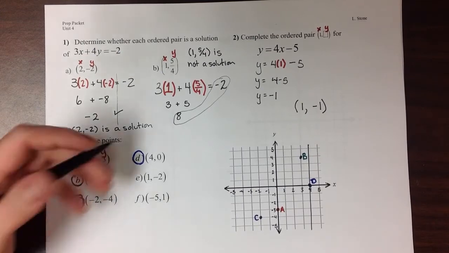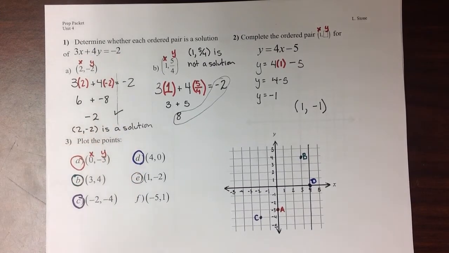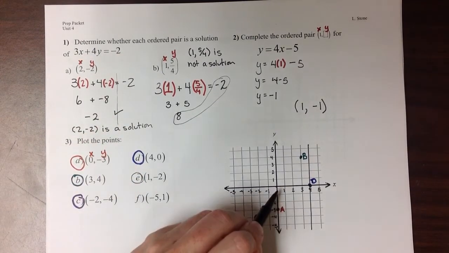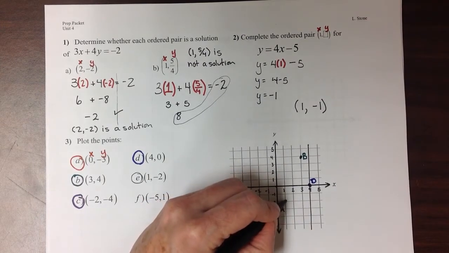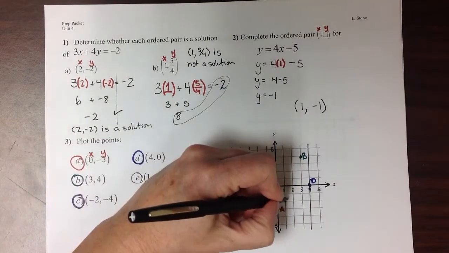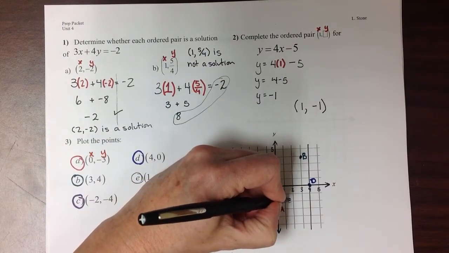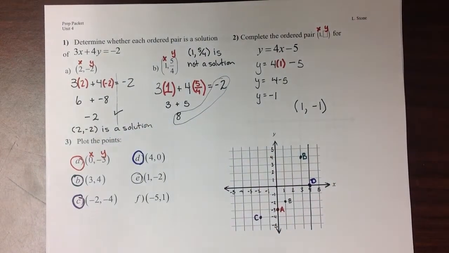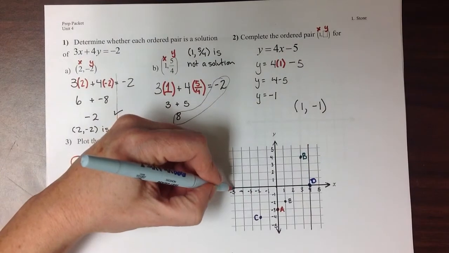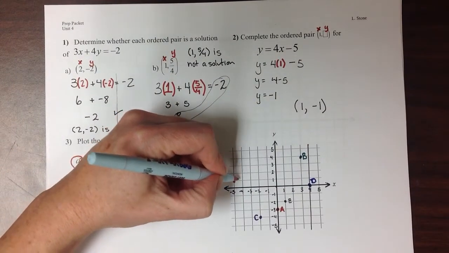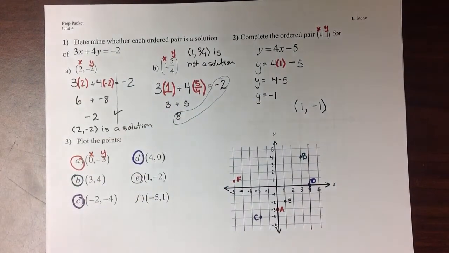E is the point 1, -2. So I come 1 on x, down 2 on y, and that's where my E will go. And then one final point at -5 on x and a +1 on y is the location of my F.